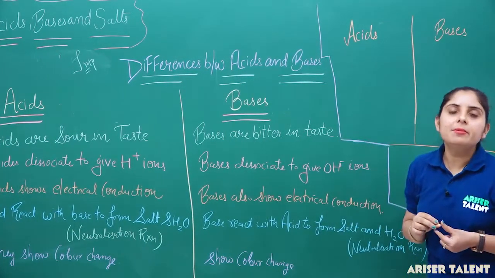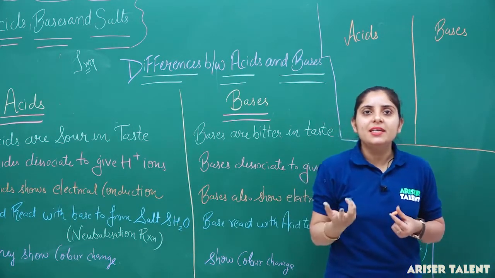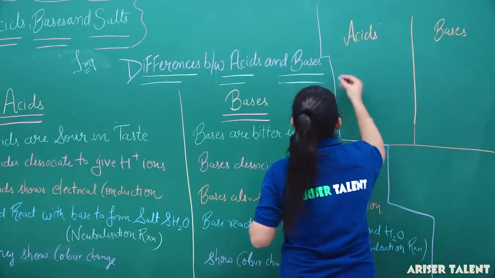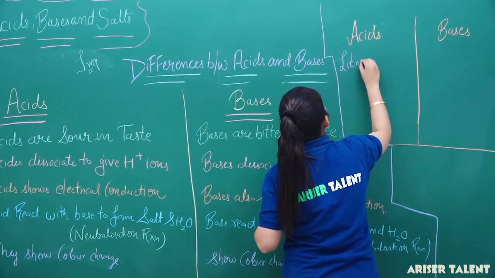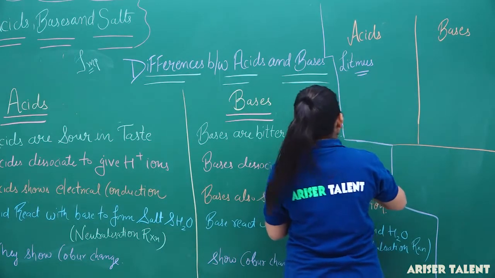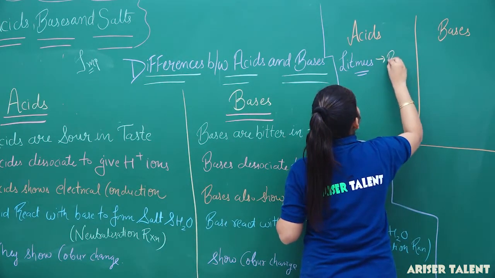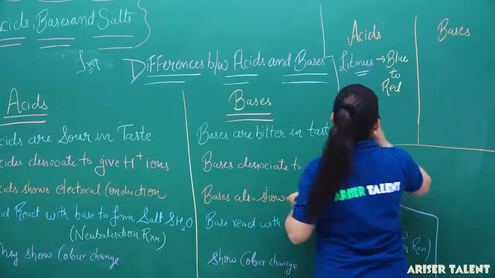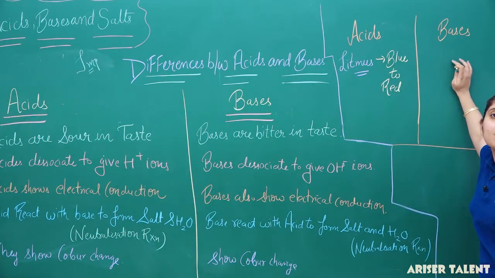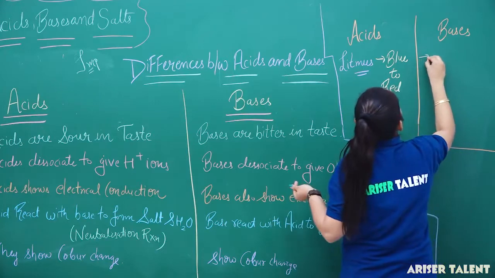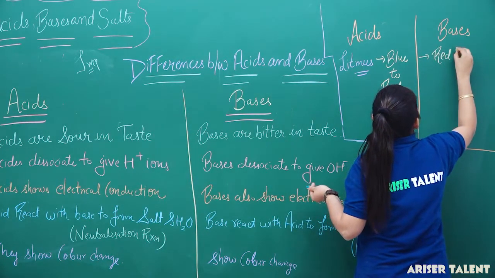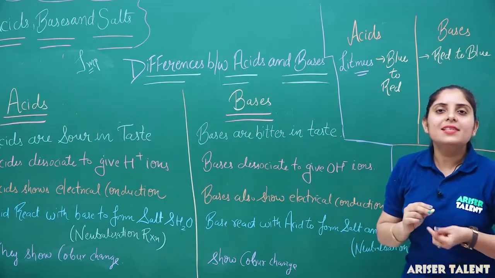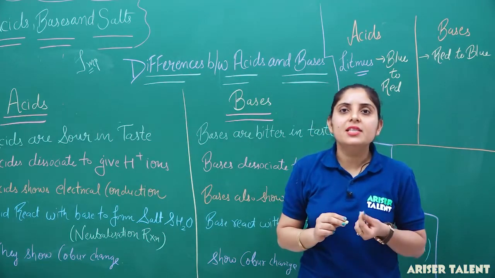If I am considering litmus paper, in case of the acid, blue litmus turns into red. So here, in case of litmus, blue litmus changes to red. But if I am considering litmus in case of the bases, red litmus changes to blue.